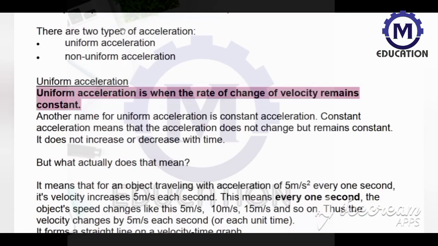There are two types of acceleration, that is uniform acceleration and non-uniform acceleration. As everyone knows, uniform means constant and non-uniform means changing. Uniform acceleration is when the rate of change of velocity remains constant. Another name for uniform acceleration is constant acceleration. Constant acceleration means that acceleration does not change but remains constant. It does not increase or decrease with time.